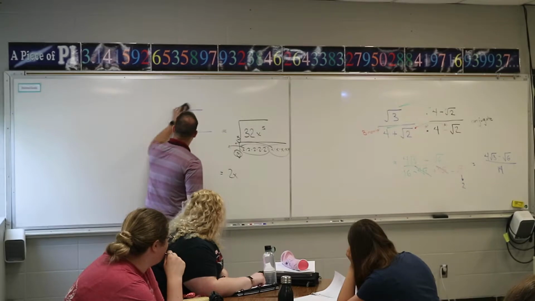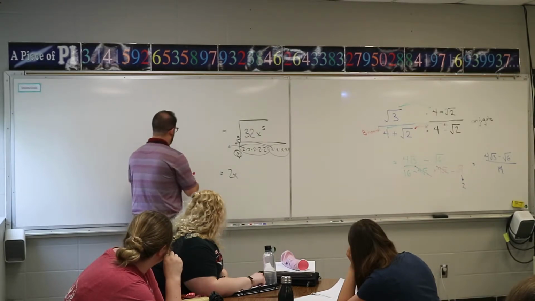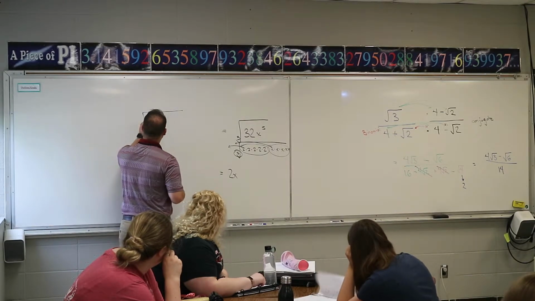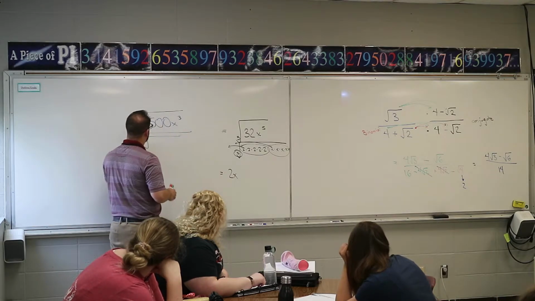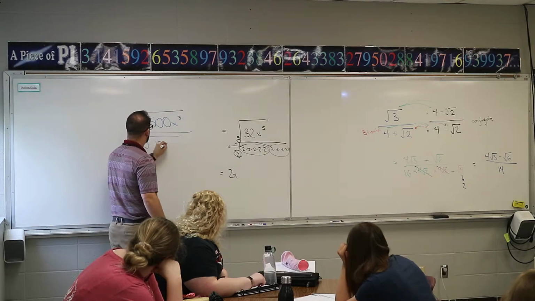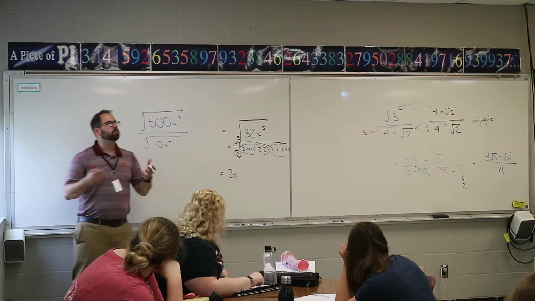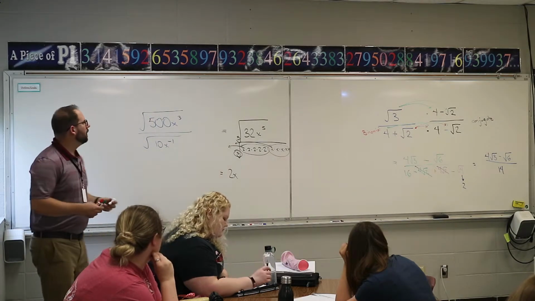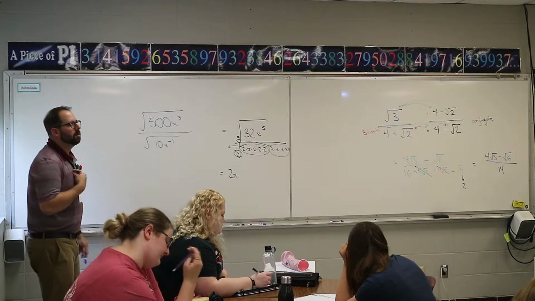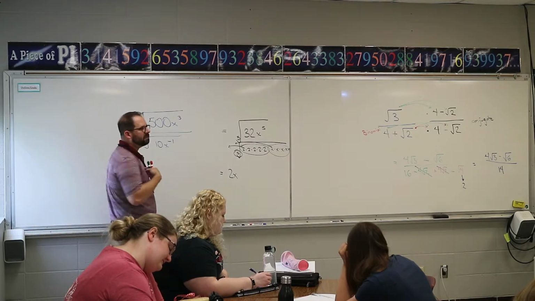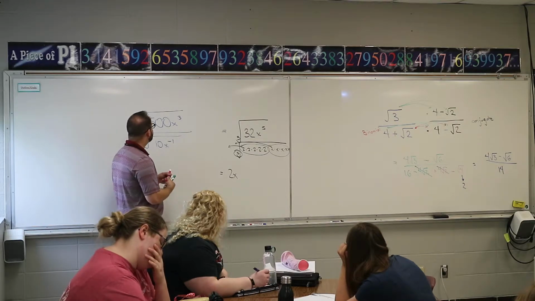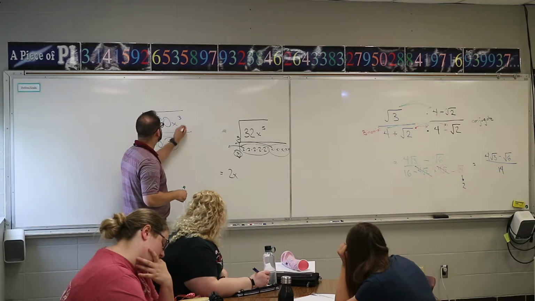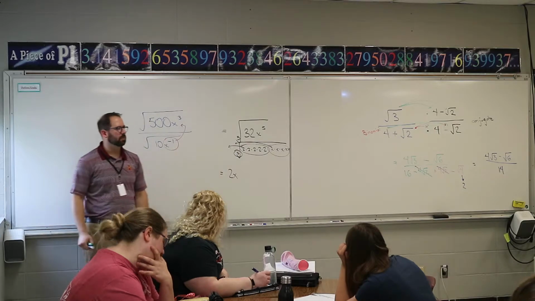The square root of 500x to the third over the square root of 10x to the negative first. Okay. It's obviously one of your homework problems. What I would do on this problem, I would divide these, and with the negative exponent, I would move this x up top, because it's telling you it's on the wrong side of the fraction bar.